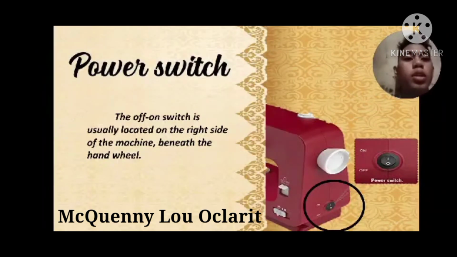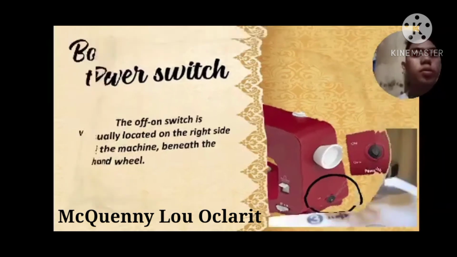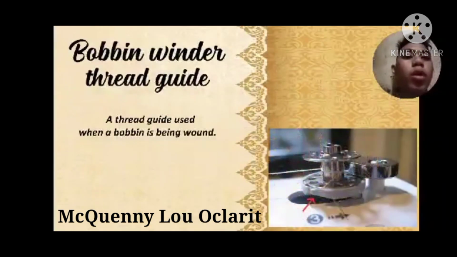Power switch. The off-on switch is usually located on the right side of the machine, beneath the hand wheel. In the picture, there is a black button, and that is the power switch. Bobbin winder thread guide. A thread guide used when a bobbin is being wound. In the picture, there is a red arrow, and that is the bobbin winder thread guide.